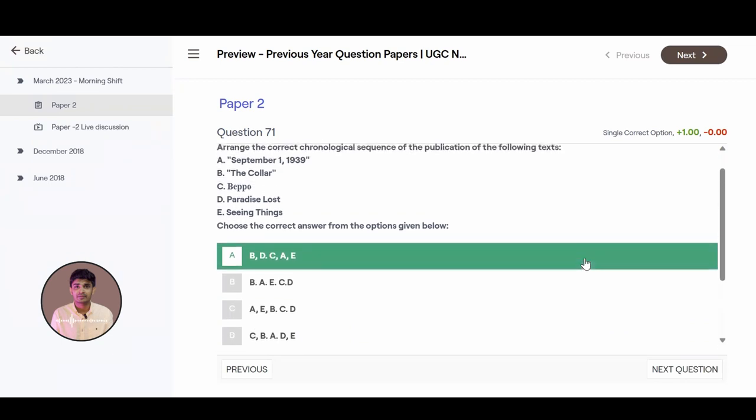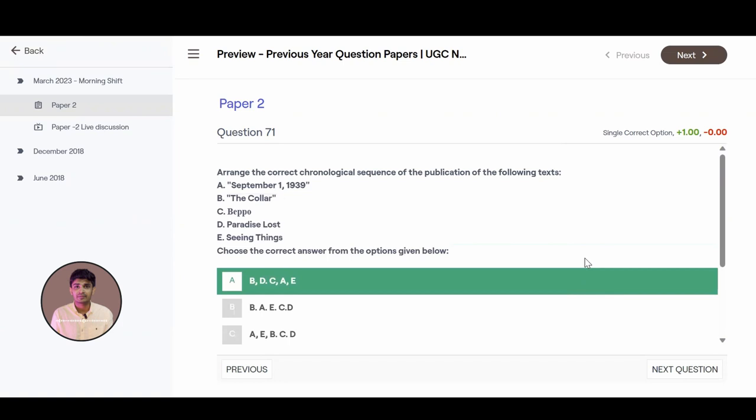The Collar was written by George Herbert. Then comes Paradise Lost by John Milton, obviously. Then comes Beppo by Byron. Then September 1, 1939 by W. H. Auden. And finally, Seeing Things by Seamus Heaney. If you can connect these works with their writers, things get easy.